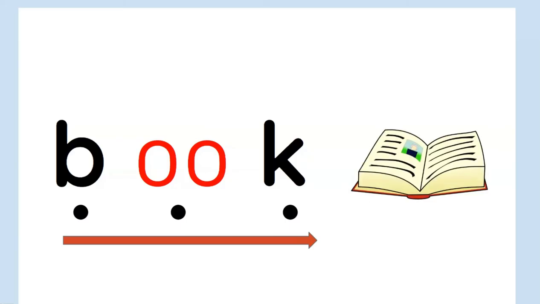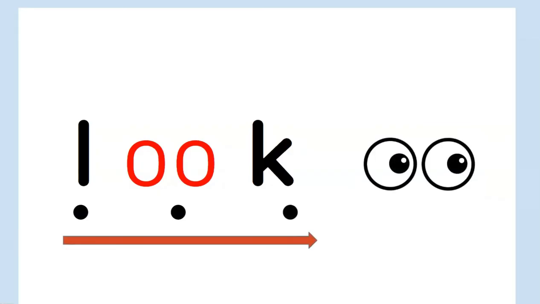Now let's try reading with the short oo sound. B, O, K, book. L, O, K, look. K, O, K, cook.